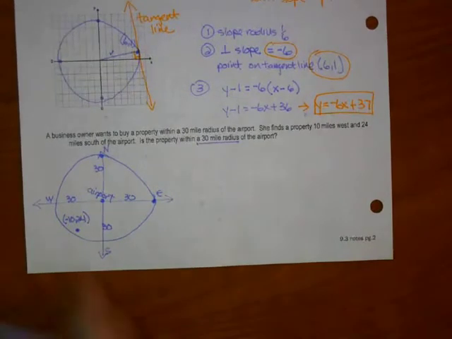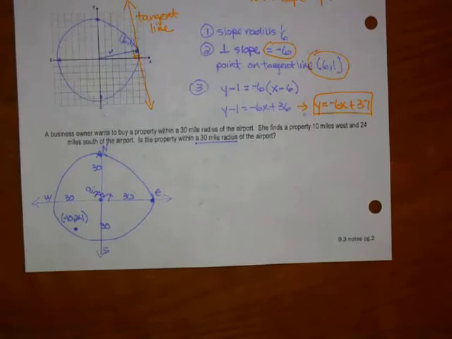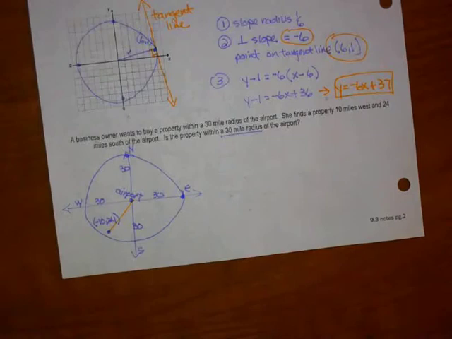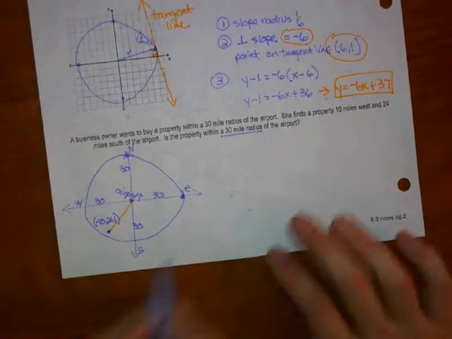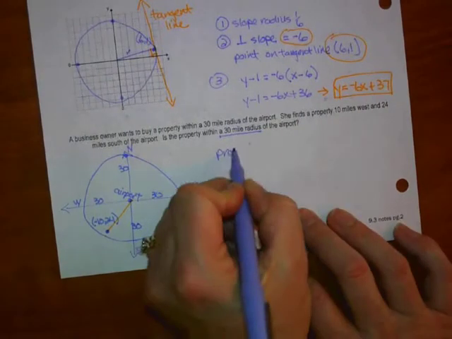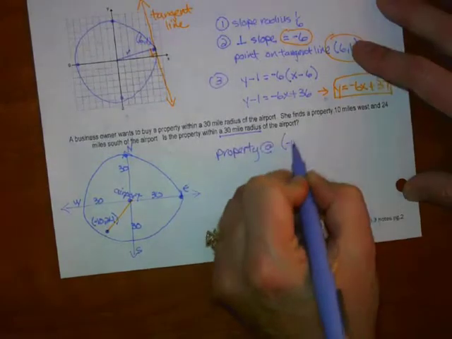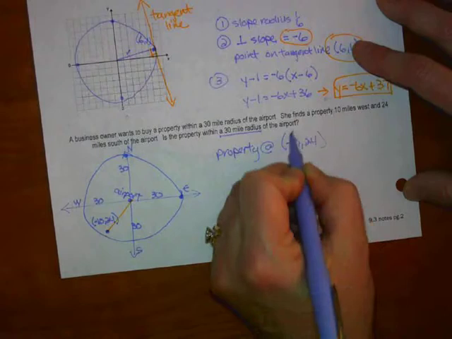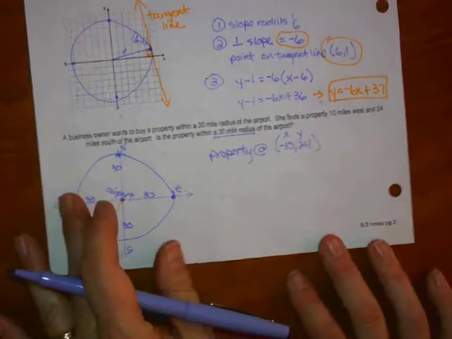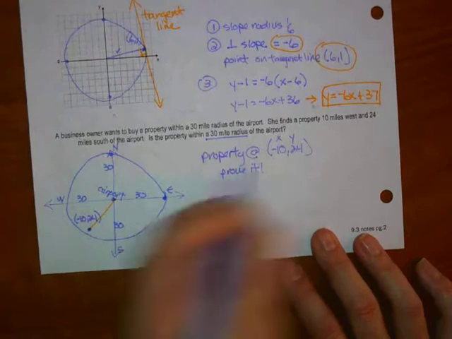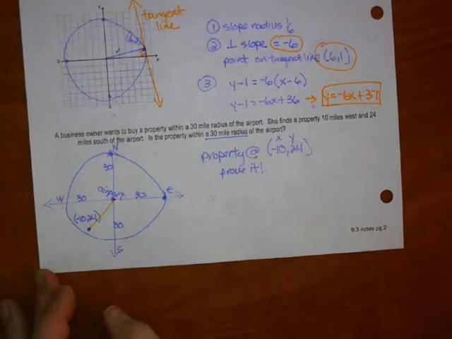I think these are kind of weird problems because it's pretty obvious, but what they really want us to know is if this distance from here to here is 30 miles. Well, I can test it, okay? The property is at -10, 24. That's an X and a Y. I got to prove it though. Prove that it's within that 30-mile radius.